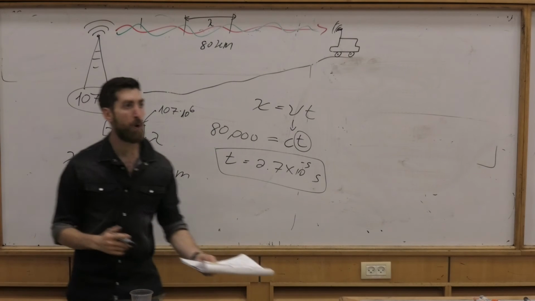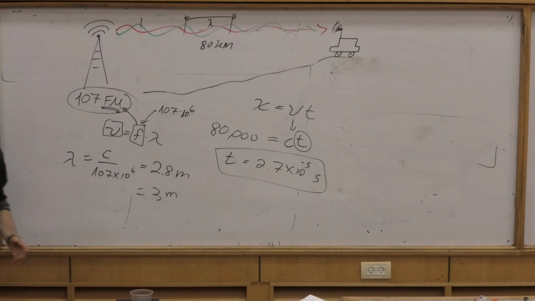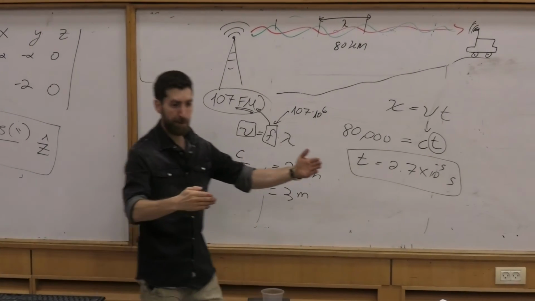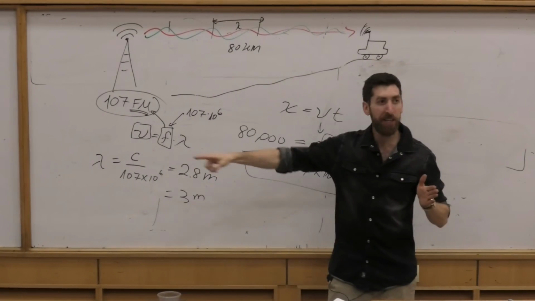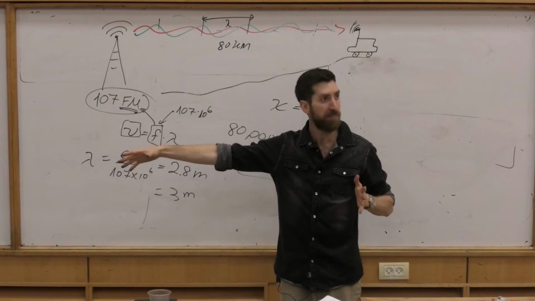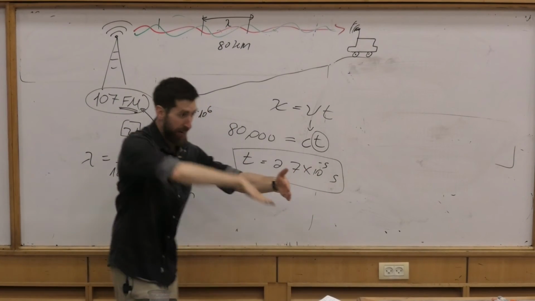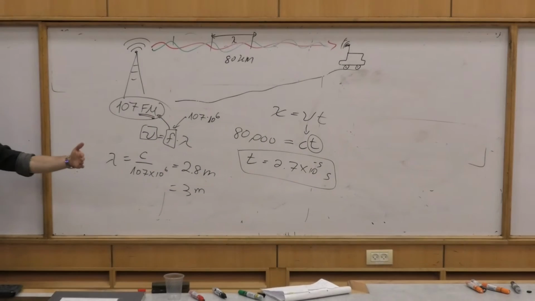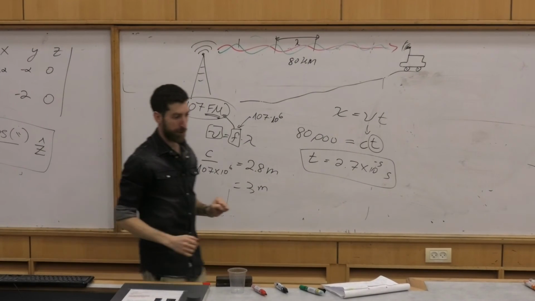So when you hear radio, think about it: the electric field actually does one period in 3 meters. It's really long range waves. And the magnetic field does the same thing. So that is the concept here.